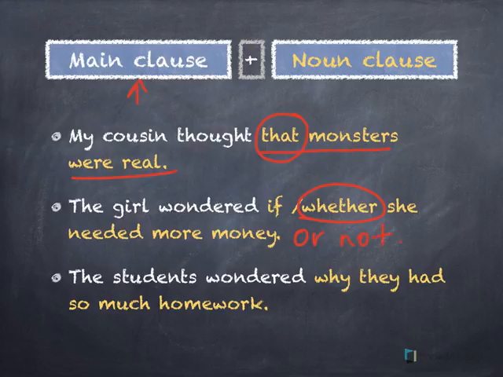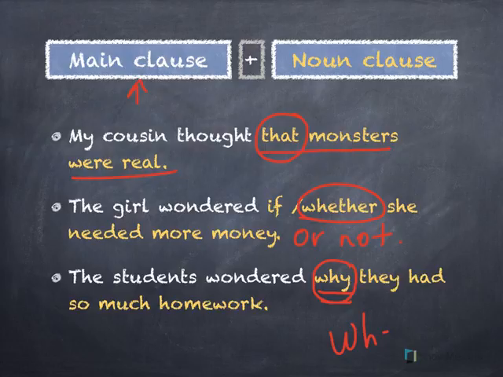Finally, the students wondered why they had so much homework. Here the noun clause is introduced by a WH word, and there are 7 of those. Who, what, when, which, where, why, and how.